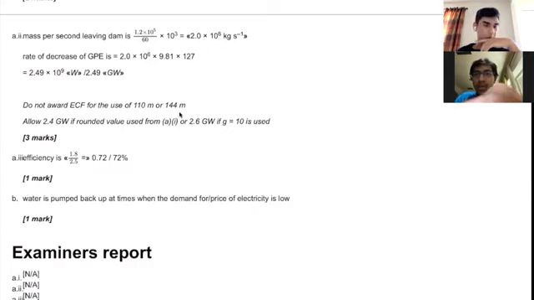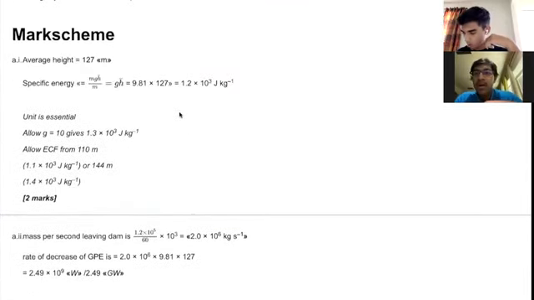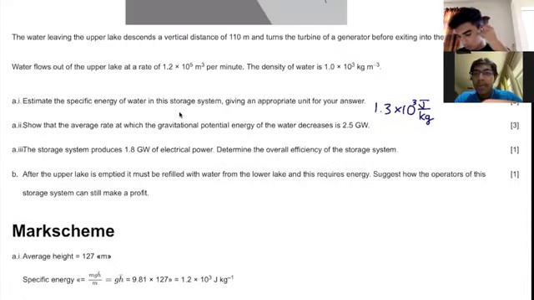Water is pumped back up at times when the demand and price of electricity is low. So after the upper lake is emptied, it must be refilled with water from the lower lake, and this requires energy. Suggest how the operators of the storage system can still make a profit. That's like when you pump it back up at night, or something like that. Yeah.